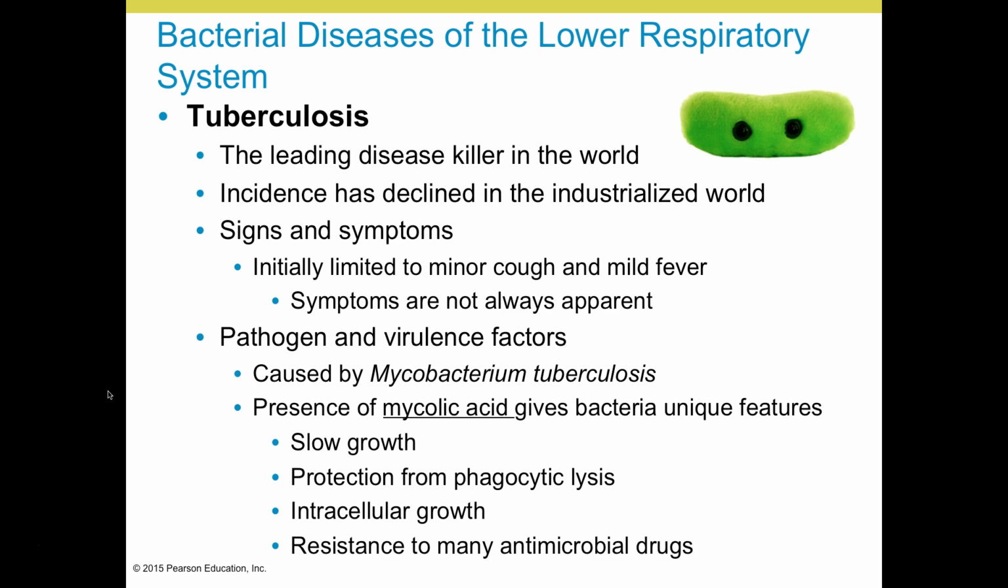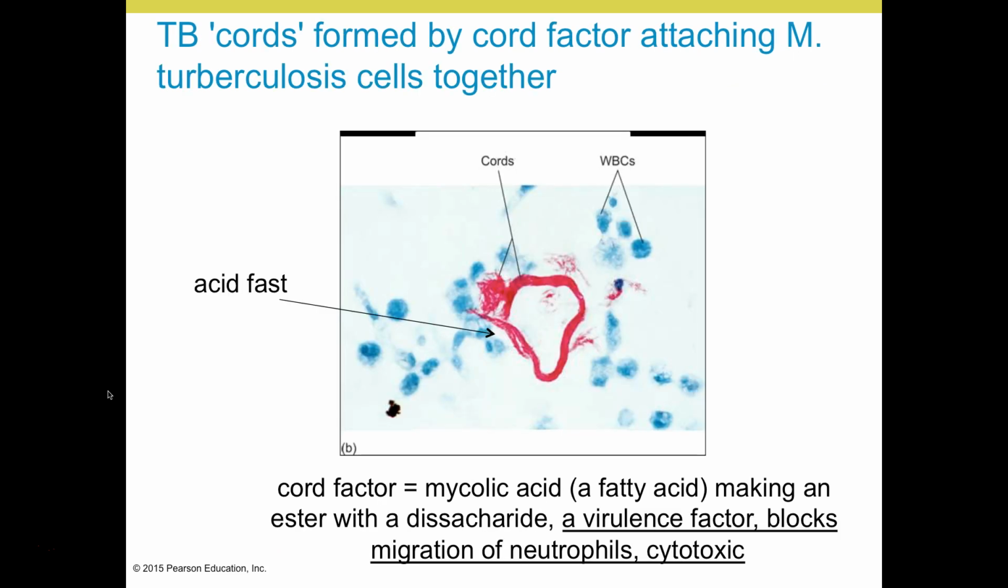A minor cough and mild fever is the first sign. However, symptoms are not always there. It is caused by Mycobacterium, so that means it is identifiable through acid-fast stain. It has defense mechanisms that protect it from phagocytic lysis by your white blood cells, and it is hard to kill because it is resistant to many antimicrobial drugs. When you do an acid-fast stain, you can actually see these TB cells, like in this area right here.